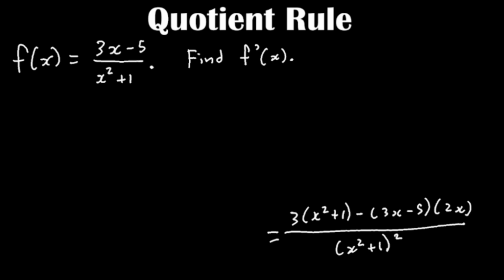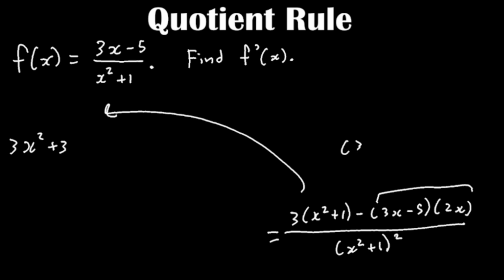Alright. So, let's bring this over here. Or, actually, let's bring this over here. So, 3 times x squared plus 1, that's 3x squared plus 3 minus, let's expand this whole thing out.